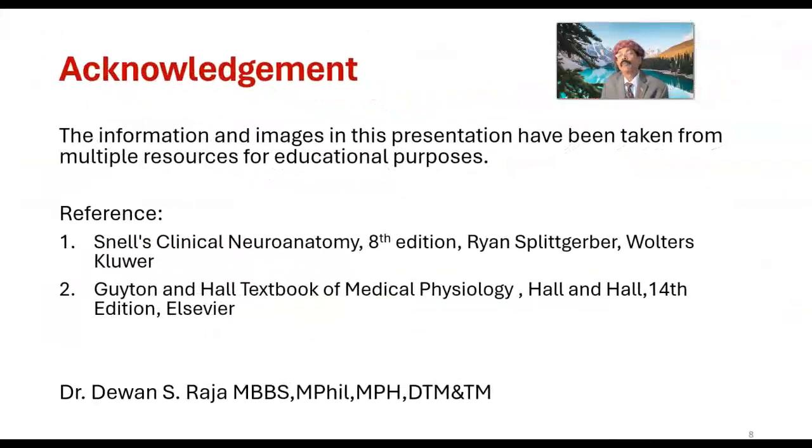And that's all about the descending tracts: the pyramidal tract, or corticospinal tract, and the corticobulbar tract, which goes from the cerebral cortex to the motor cranial nerve nuclei. We also have extrapyramidal fibers that are related to the basal ganglia and subthalamic nuclei.